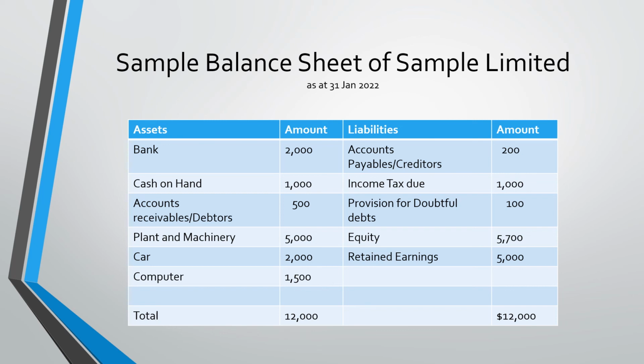If it is not balancing, then there is some error in your accounts. The logic behind that is accounting is based on double entry system. So every debit has a credit, or every credit has a debit. So it should always balance at the end.